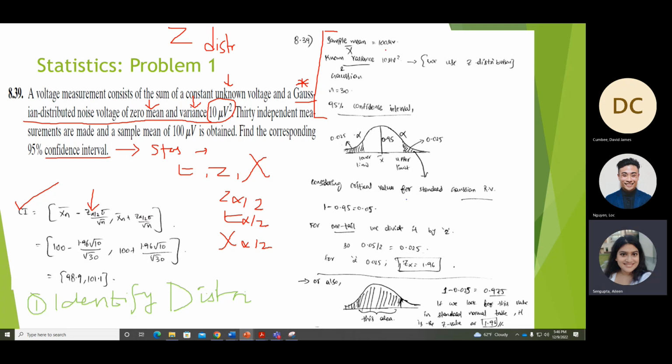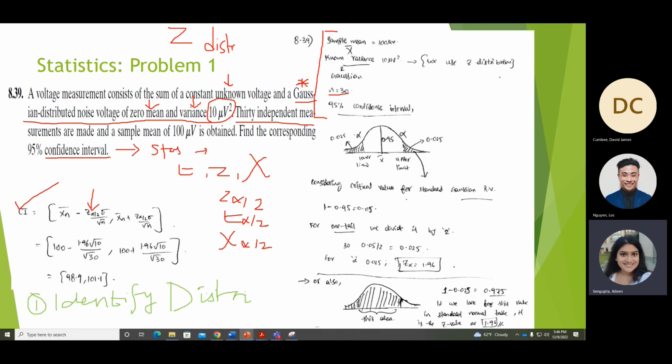So the sample mean is 100 microvolts. That's relatively very small, but anyway, the sample mean is given to us because there are 30 independent measurements. So N is given, and the sample mean is also given. Sample mean is basically your 100 microvolts, whatever it is. Then you have a known variance.